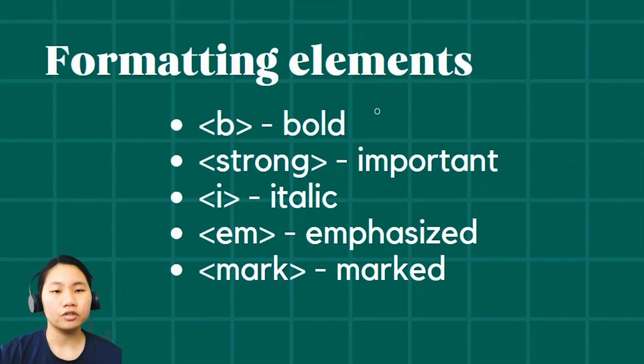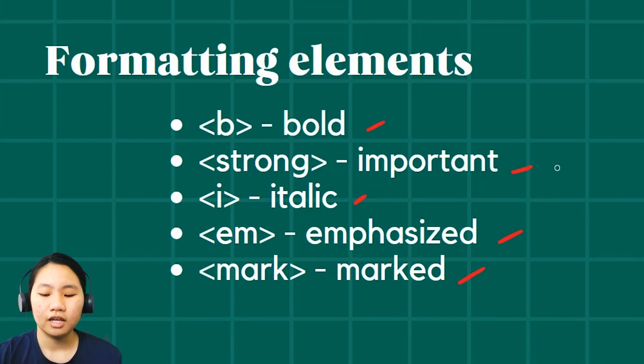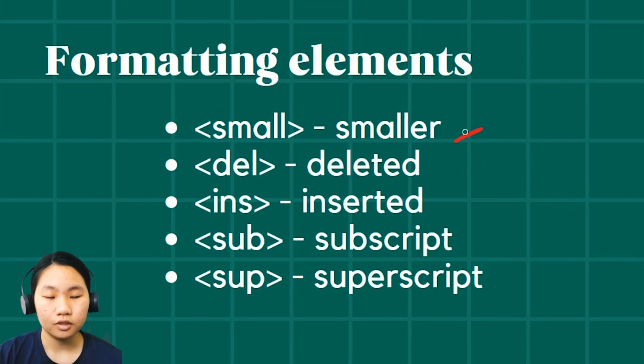Okay, I'm going to introduce to you the most common basic text formatting tags, and then we'll have a little demonstration. B for bold, strong for important, I for italic, M for emphasize, and mark for marked. It's very easy to memorize all of this, and if you use them a few times, they'll become natural to you. Small for smaller, del for delete, ins for inserted, sub for subscript, and sup for superscript.